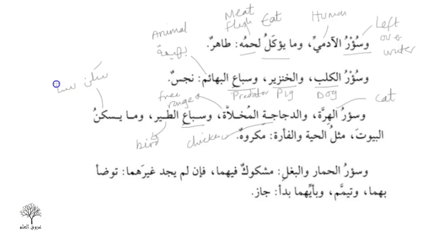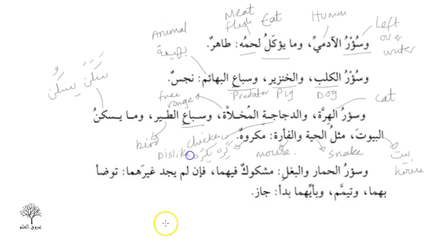Yaskun is from sakana yaskunu, sukun, which means to live. Buyut is the plural of bayt, house. Hayya is a snake. Fa'ra is a mouse or a rodent. Makruh is from the word kariha yakrahu, to dislike something. Himar, a donkey. Baghal, a mule. Mashkuk is from the word shakka yashukku, to be in doubt. Mashkuk means this thing is doubtful.